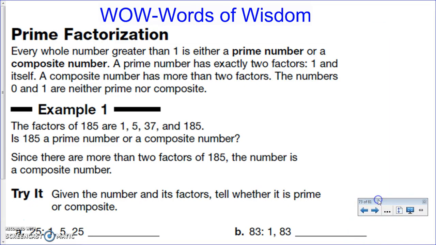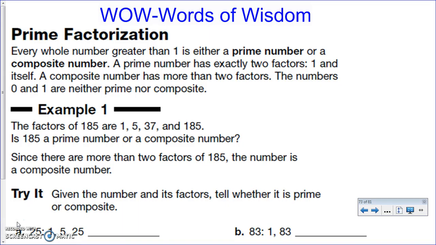Prime factorization. Every whole number greater than 1 is either a prime number or a composite number. A prime number has exactly two factors, 1 and itself. A composite number has more than two factors. The numbers 0 and 1 are neither prime nor composite.